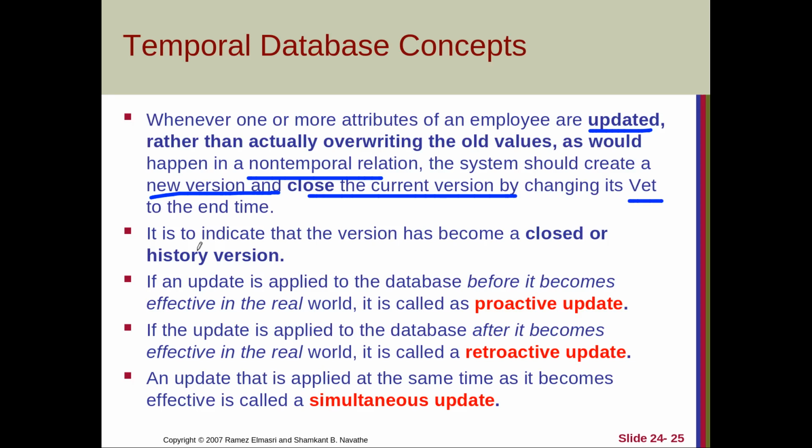You have seen that. It indicates that the version has become a closed or history version. So whichever tuple has a valid end time is a history version. If an update is applied to the database before it becomes effective in the real world, it is called a proactive update.